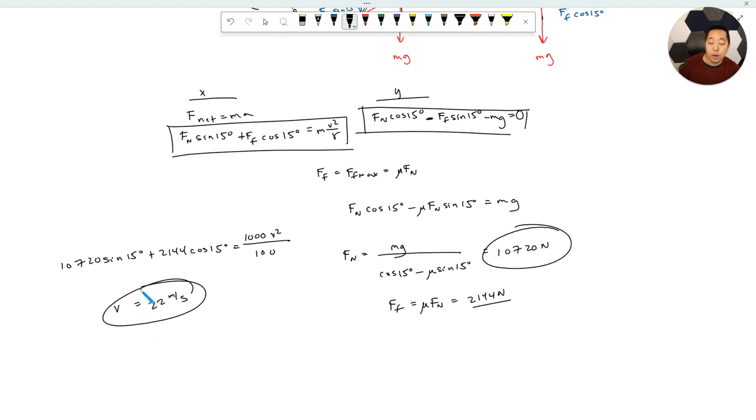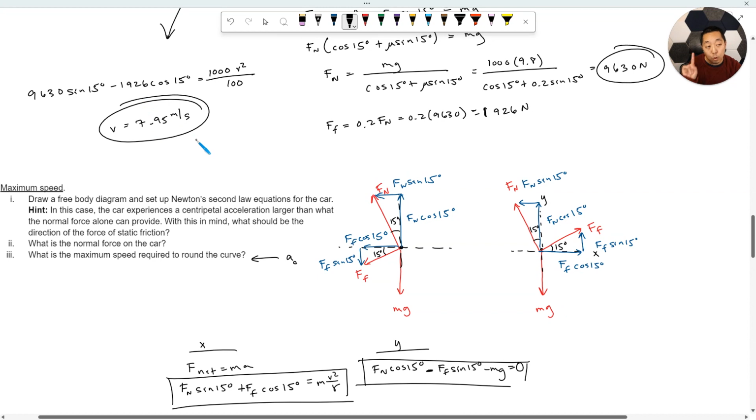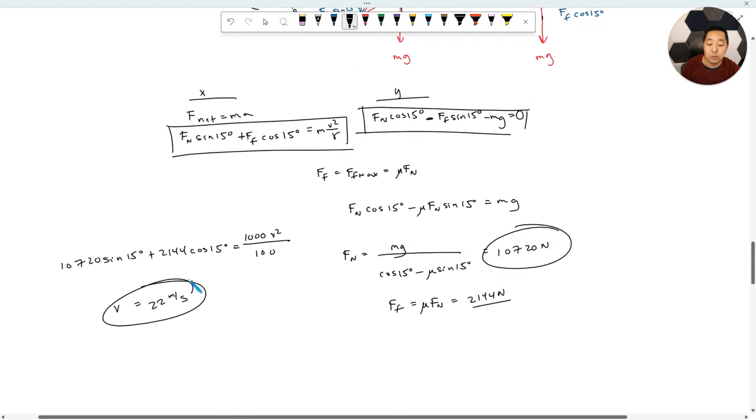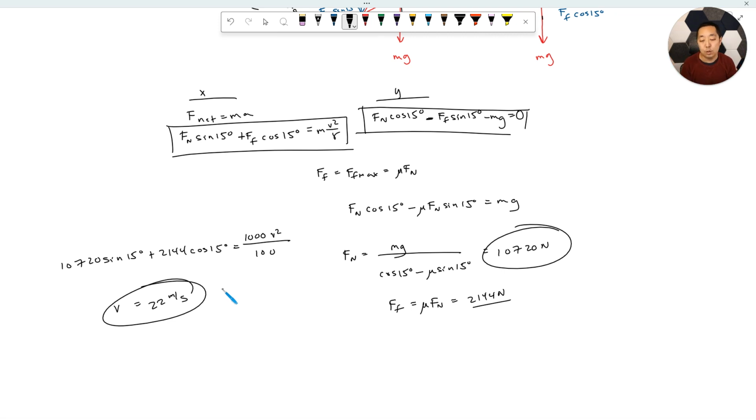So this road, the way it's designed, the slowest you can go is 7.95 meters per second. The fastest you can go is 22 meters per second. Anywhere in between, the frictional force will just not be at maximum. We found the maximum in each direction, and that gave us the range of the velocities that it could be at.